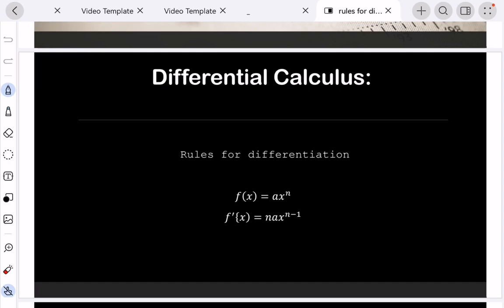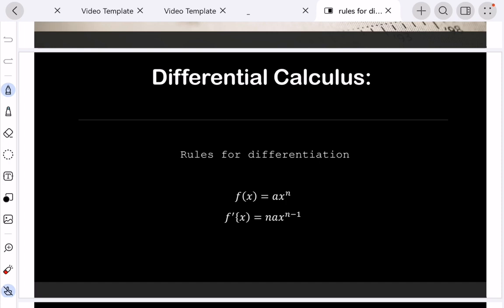Okay, so this is a very short video because we only focus on the rule. They say rules, but in matric we actually do one rule, as long as you know how to simplify first and apply the rule.